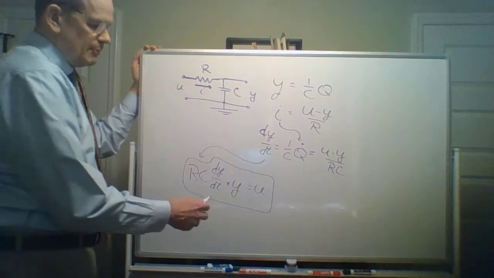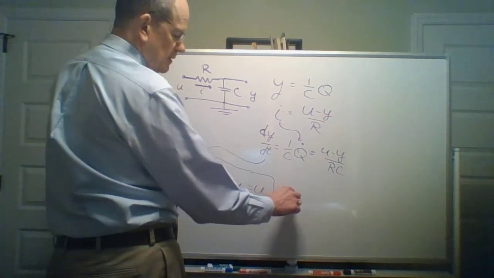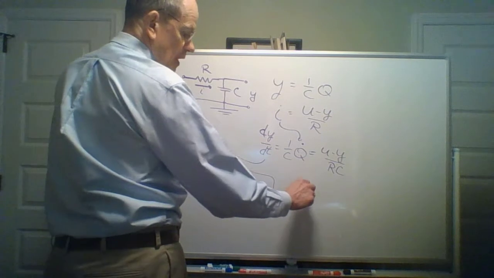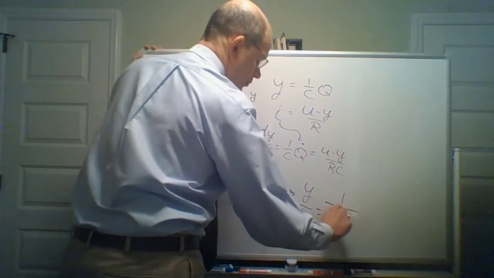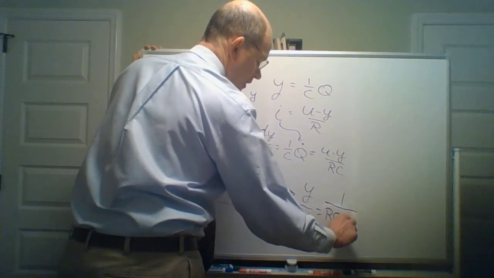If we did this with Laplace variables, we know we could take the Laplace transform of this and arrive at the transfer function y over u equals 1 over RCS plus 1.